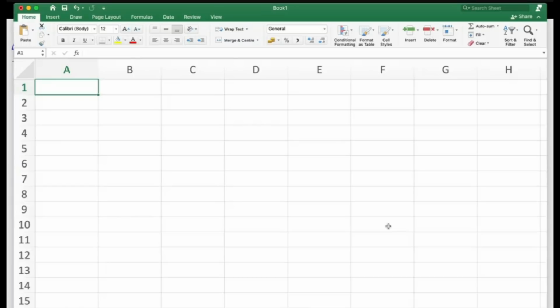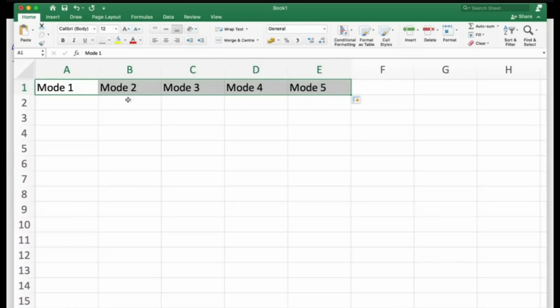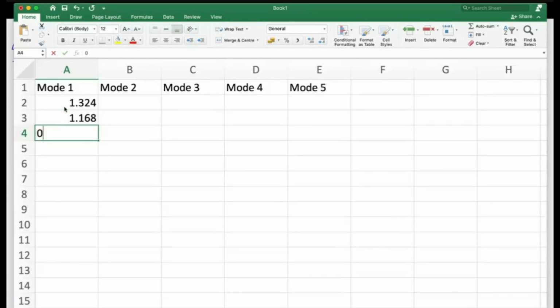Okay, so for node 1, let's write this here. Here is mode 1. These are for the other 5 modes. So for mode 1, this value is 1.324, 1.168, 0.911. This is 0.663. This one is 0.379.